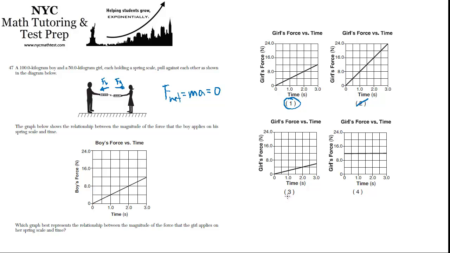Now here she's only getting up to, say, 6 newtons, and here she's just applying an even force, 12 newtons constant over time. No, if he's changing with time, she has to change with time too, so that they're always matched at every moment. So 1 is the best choice.